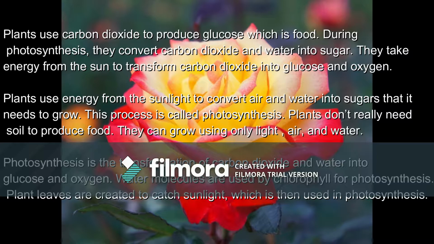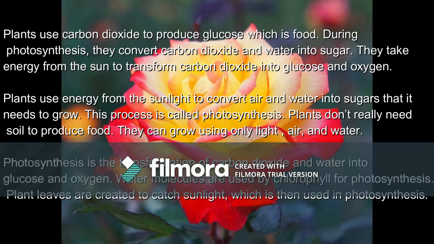Plants use energy from the sunlight to convert air and water into sugar that it needs to grow. The process is called photosynthesis. Plants don't really need soil to produce food. They can grow using only light, air, and water. Photosynthesis is the transformation of carbon dioxide and water into glucose and oxygen.